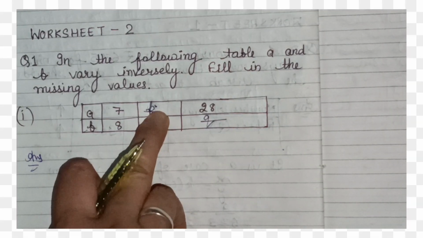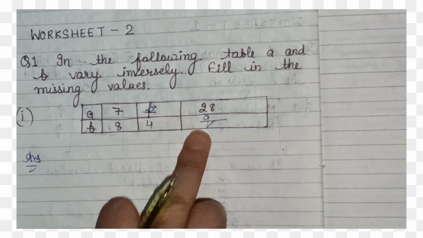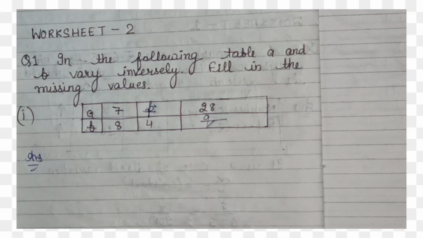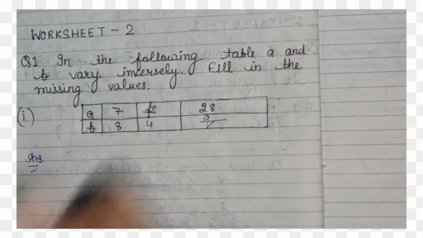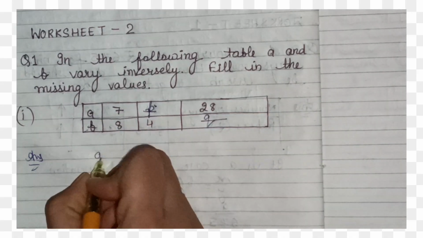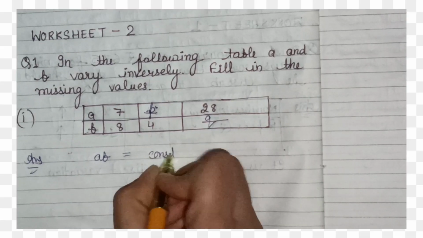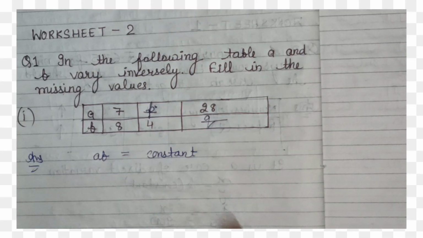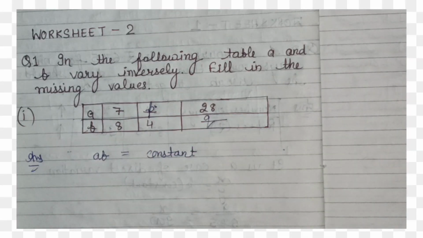I write the first blank as P and the second one as Q. We have to find the value of P and Q here. The formula for inverse variation is that the product AB is equal to a constant. So I write here, product of AB is equal to constant. It is different from direct variation. In direct variation we do it by cross multiplying, but this is different.